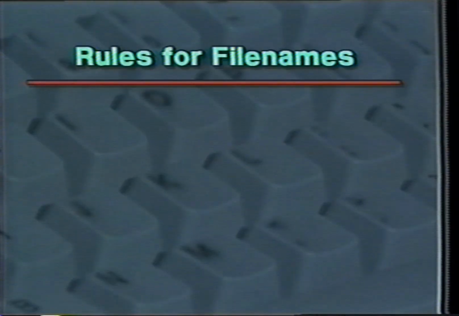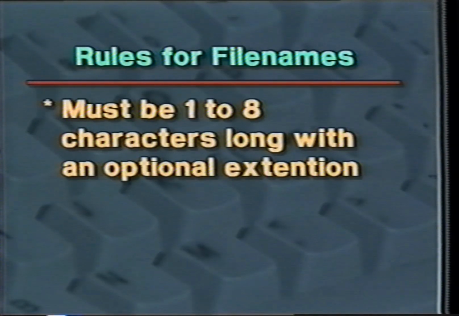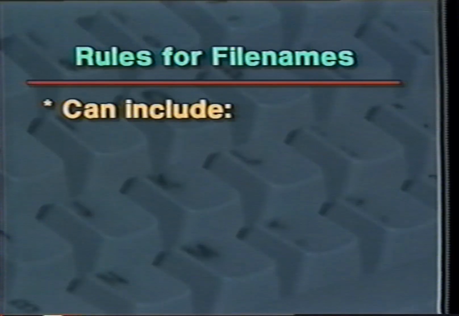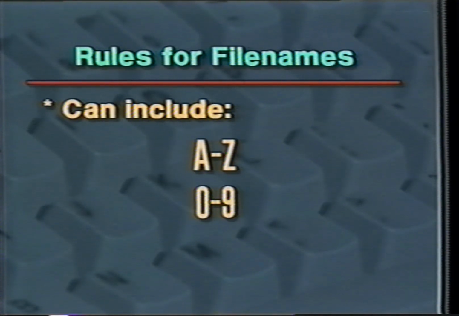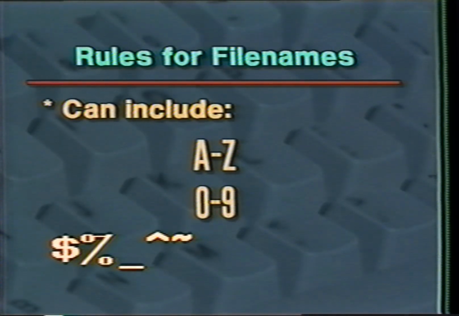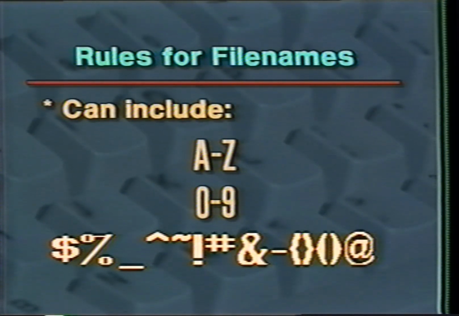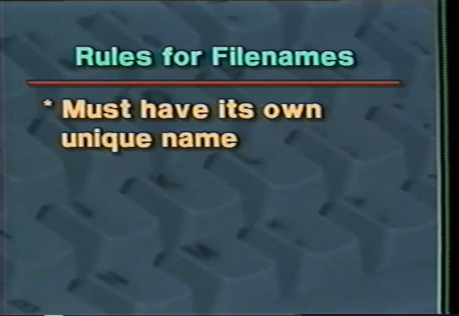DOS has certain rules about file names. A file name can only be 1 to 8 characters long with an optional extension. An extension is a period followed by 1 to 3 characters. The period does not show up in this file listing. A file name can include the letters A through Z and digits 0 through 9. You can use most of the special character symbols like $ signs, % signs, or the underscore character, but there can be no spaces between characters.